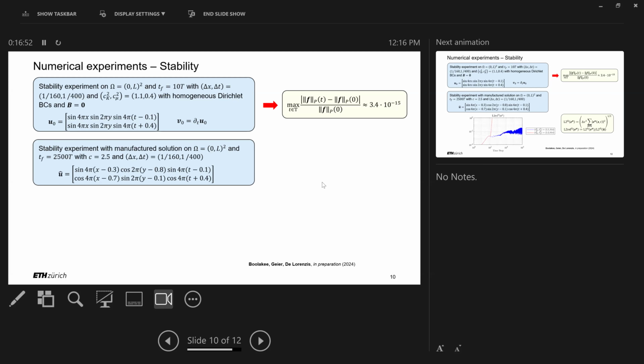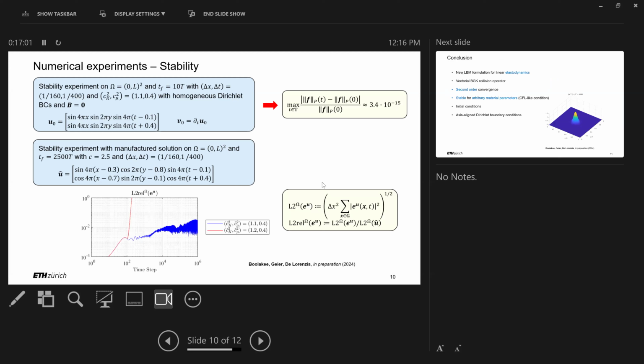Then we also did another experiment, again with a manufactured solution. See here, the final time is quite large. So we let it run for really long times. It's actually 1 million iterations. We do this once for a parameterization where we expect stable behavior, and another where we expect unstable behavior. You see for the unstable, it blows up immediately after about 100 time steps. The other one stays stable for really long.